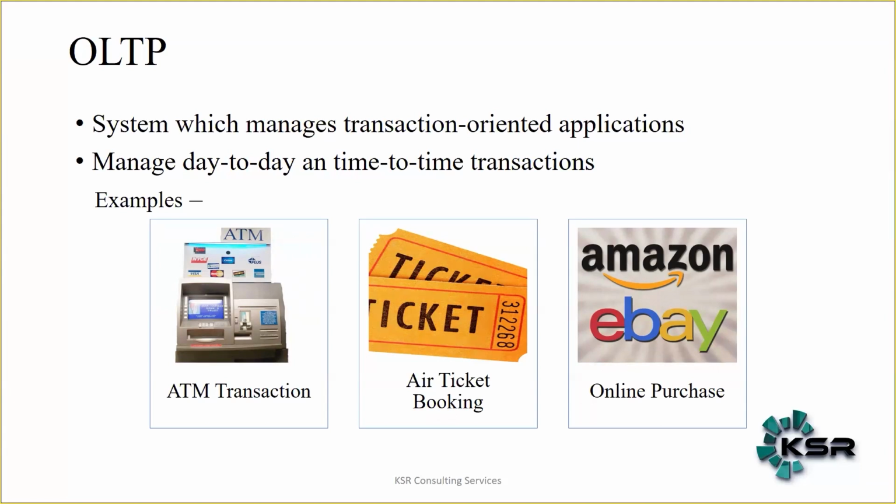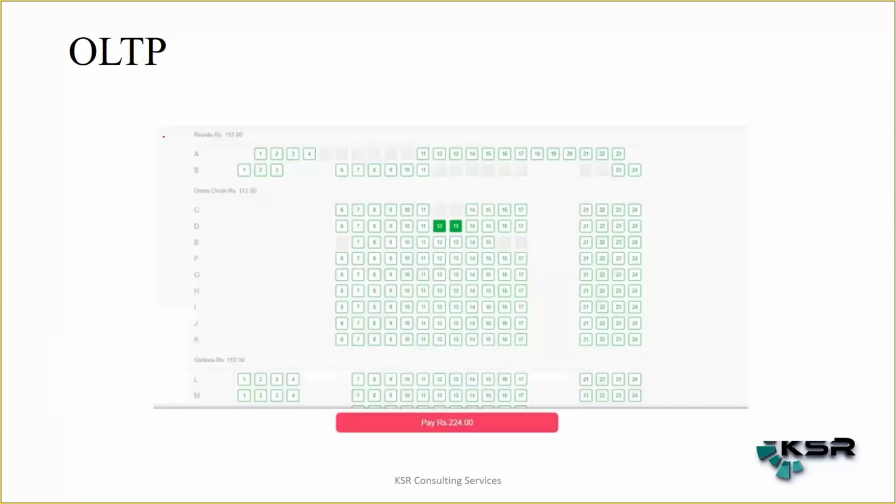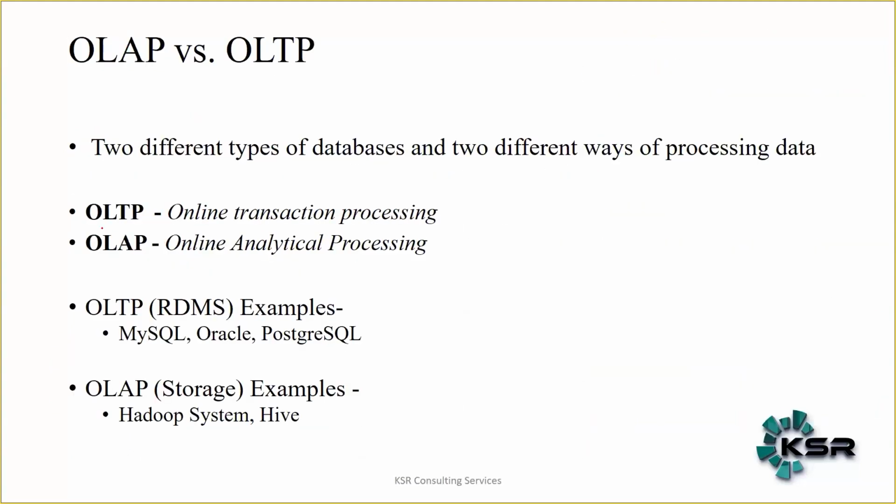Now, all this type of transactions that I've shown you is called OLTP, online transactional processing. Something which cannot wait. It has to happen immediately. This type of transactions is called online transactional processing. The shortcut is OLTP. Right?